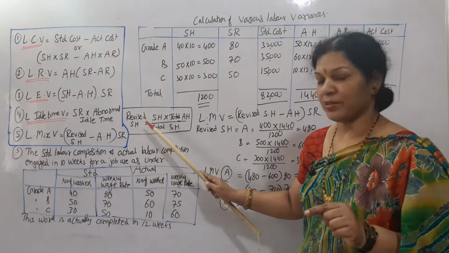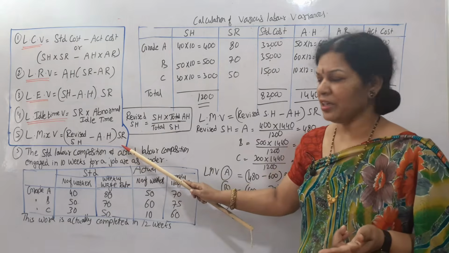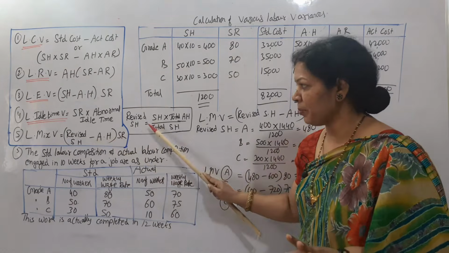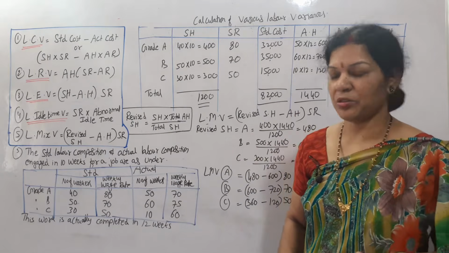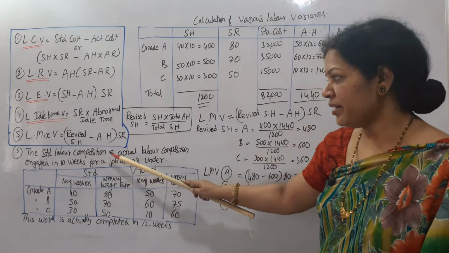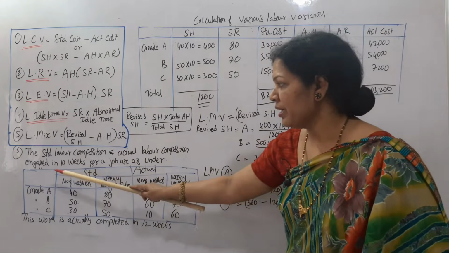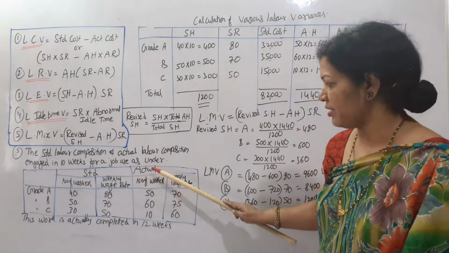So with this formula you will get revised standard hours. Once you get it, the rest of the things, like actual hours and standard rate, are both given in the problem only. This is an important point in labor mix variance. Now let's get into the problem. Now here is the problem. The standard labor composition and actual labor composition engaged in 10 weeks for a job are as under.